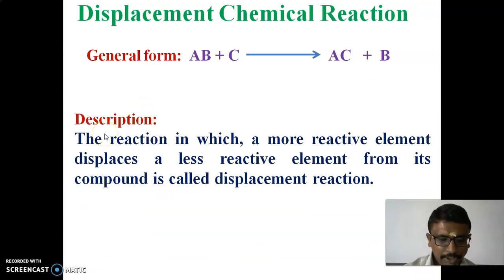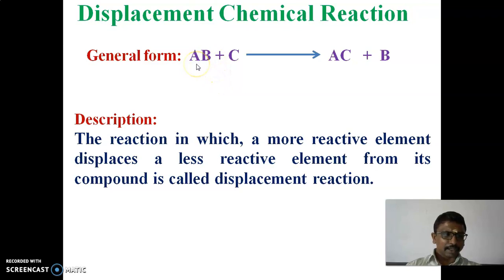So the definition of displacement reaction is: the reaction in which a more reactive element displaces a less reactive element from its compound is called a displacement reaction. You can see here, AB is a compound. In that, the element B is less reactive when compared with C. So C will displace B. C is more reactive and B is less reactive.